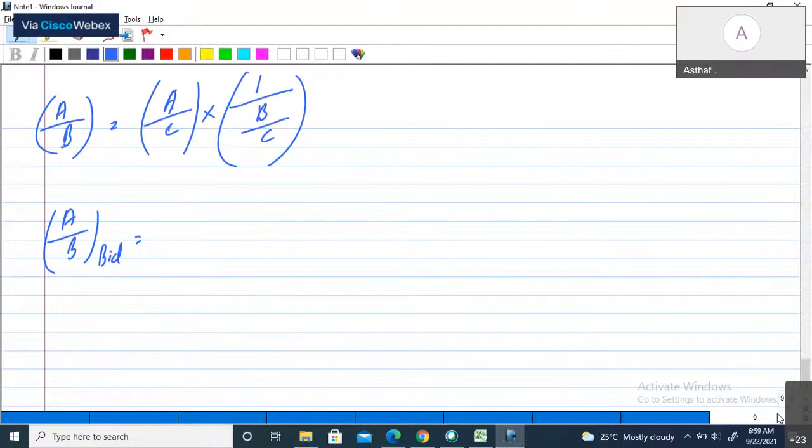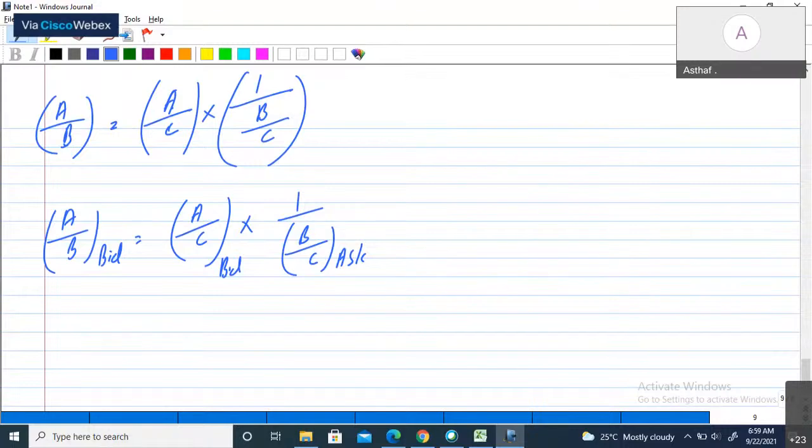But in your regular class, you have already learned it. If it is an indirect quote, some friends have already given the answer in the chat box. If A by B bid is there, you have to write A by C bid into 1 divided by B by C ask.